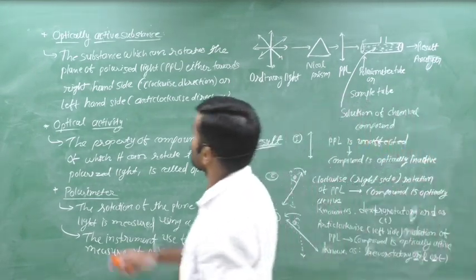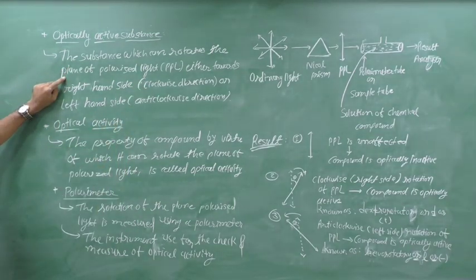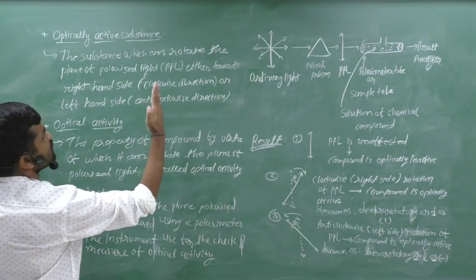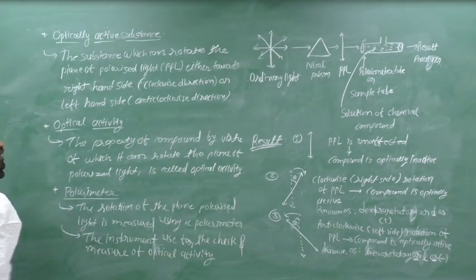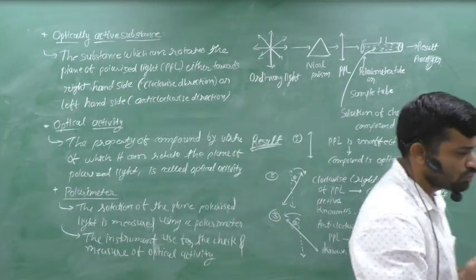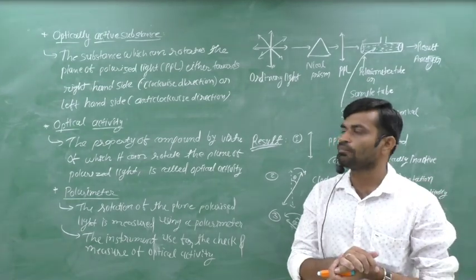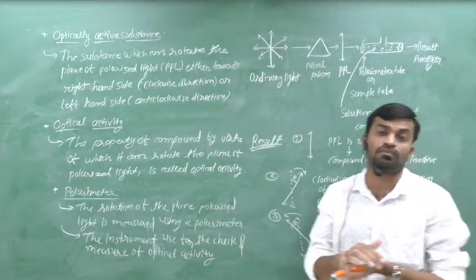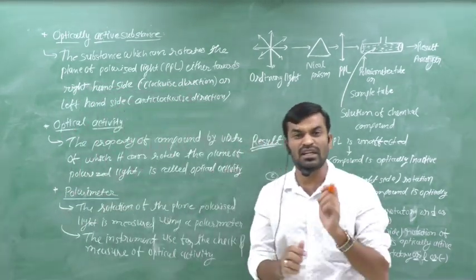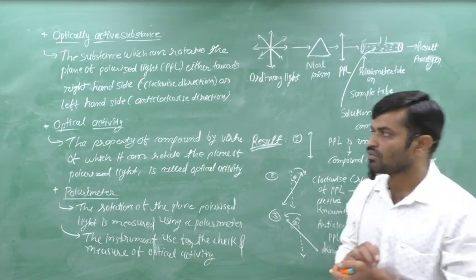Clear? What is the optically active substance? The substance which can rotate the plane of polarized light either towards the right side, means clockwise, or towards the left side, means anti-clockwise, is known as optically active compound or substance. And if any compound does not rotate the plane of polarized light, then this compound is an optically inactive compound, or this substance is an optically inactive substance.